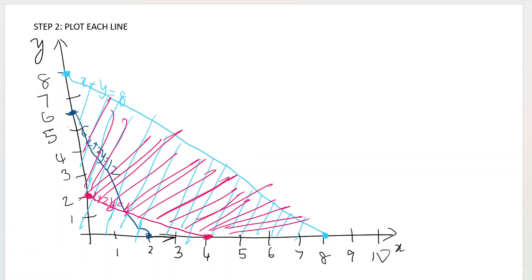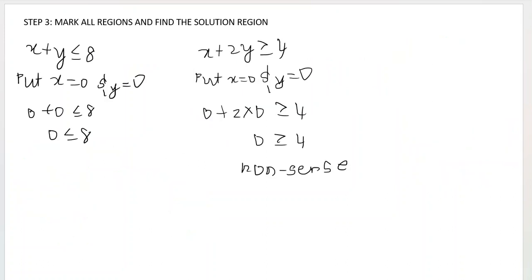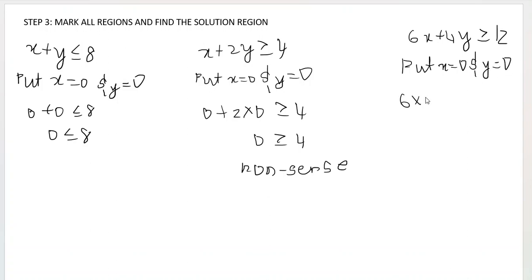Similar thing we have to do for the third thing. The third thing which is there is 6x plus 4y more than or equal to 12. So we take 6x plus 4y more than or equal to 12. We put x 0 and y 0, and we get 6 into 0 plus 4 into 0 more than or equal to 12. We get 0 more than or equal to 12.